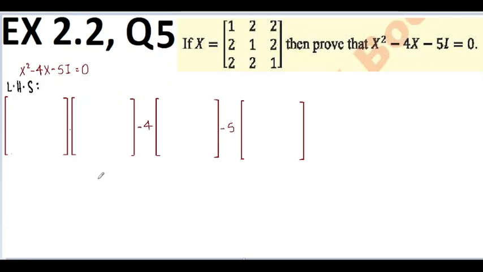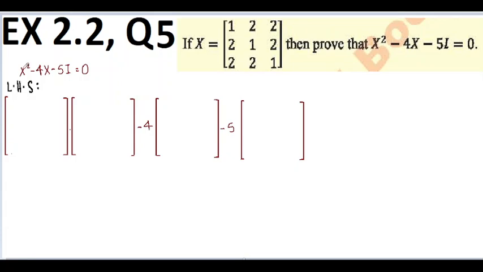Bismillahirrahmanirrahim. We are going to start question number 5 of exercise 2.2, class 11 maths, in which we are given the condition x square minus 4x minus 5I equals 0. We have to prove the left hand side equal to the right hand side, in which we are given the matrix X. X is of the order 3 cross 3. The rows are 3 and the columns are also 3. So we are going to use the identity matrix of the same order 3 by 3.